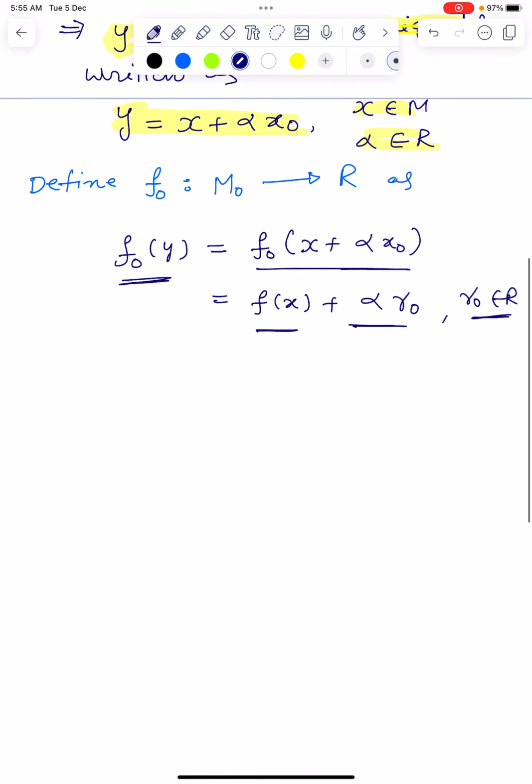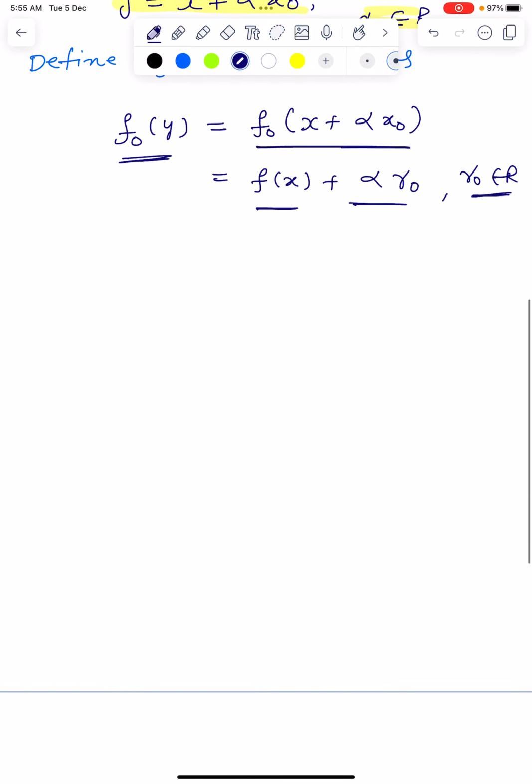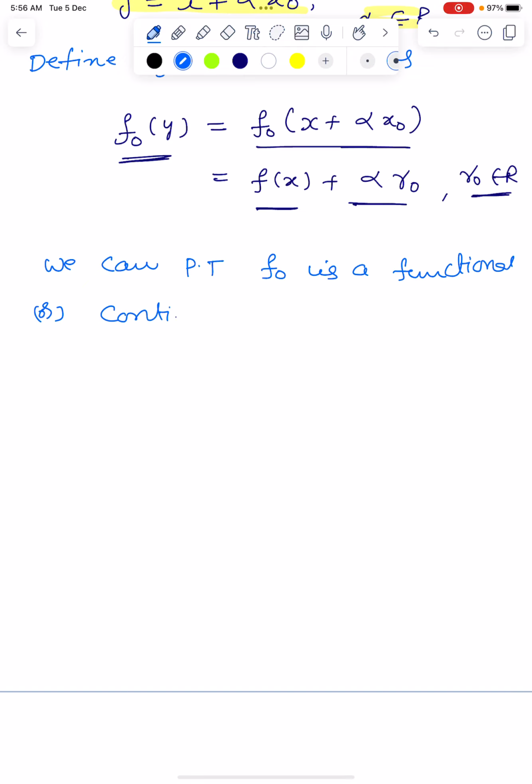Now we can show that f naught is a functional. In other words, f naught is a continuous linear transformation. We have to show that f naught is a continuous linear transformation.